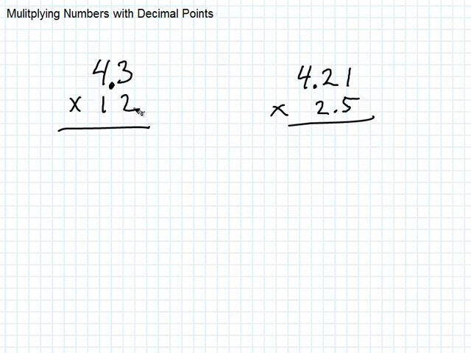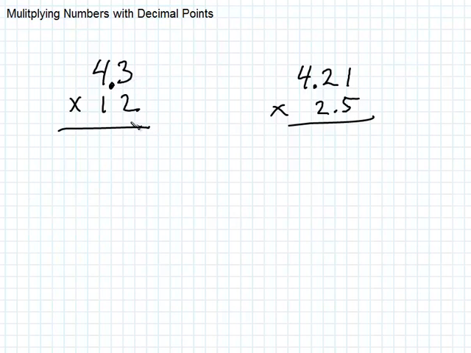Let's start with these decimal numbers. Here it's 4.3. This doesn't have a decimal, but at least this one does. And I'm going to ignore the decimal, pretend the decimal's not even there. So I'm going to treat it like multiplying 43 times 12. Notice the multiplier has two digits, so I'm going to have two rows and add them up. But that's the same as for working with whole numbers.